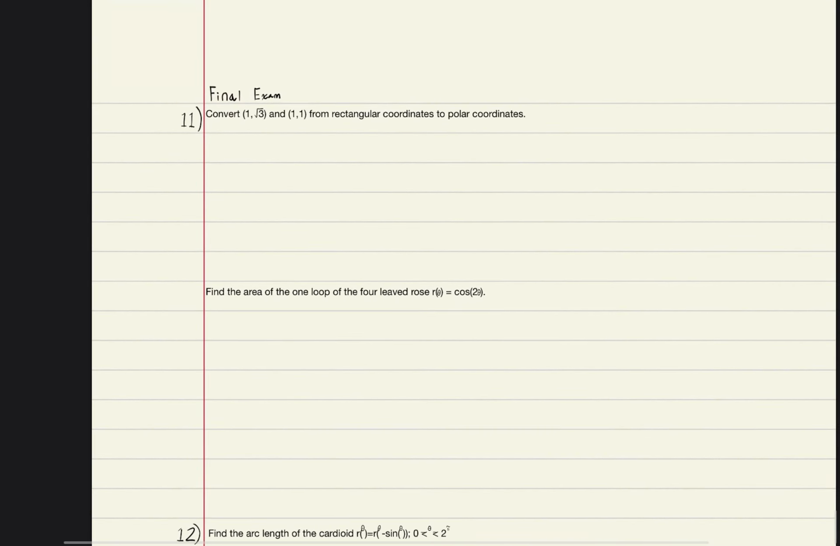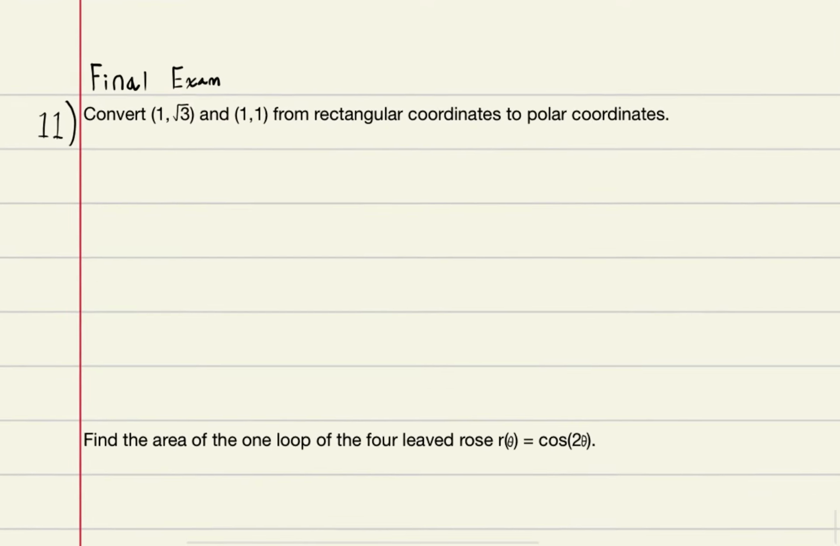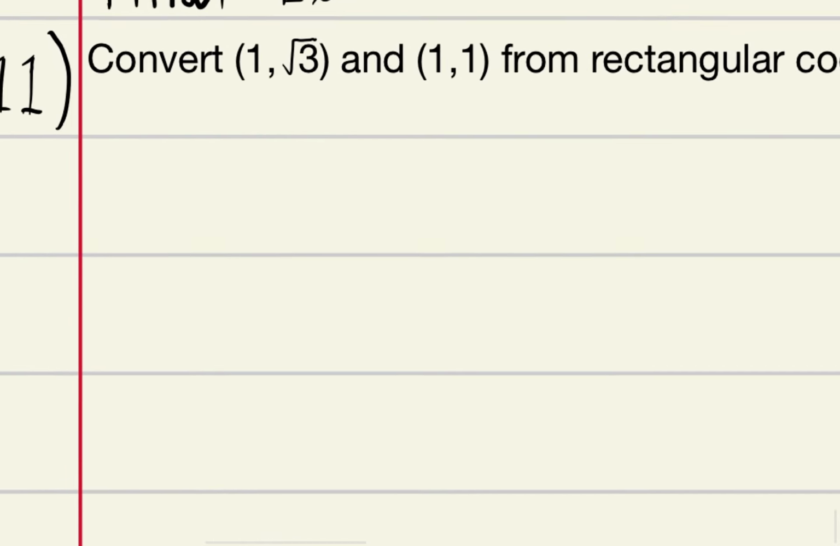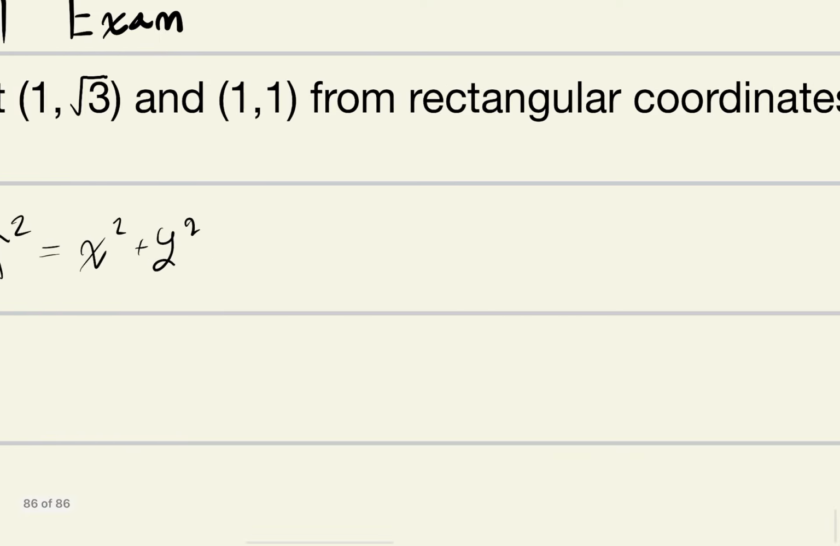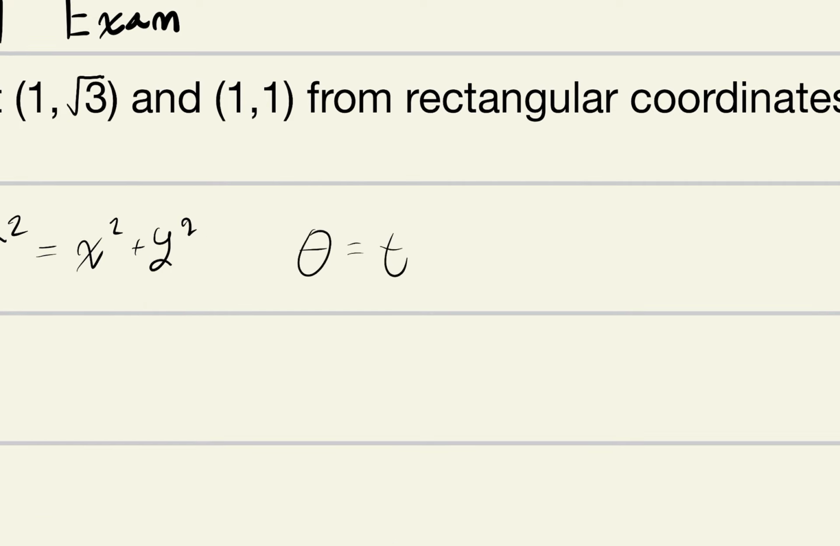Next, question 11. Convert (1, root 3) and (1, 1) from rectangular coordinates to polar coordinates. This is fairly easy. We can actually use a calculator to do this, but if you don't know how, to convert from rectangular to polar, we use the equation r squared is equal to x squared plus y squared, and theta is equal to tan inverse of y over x.